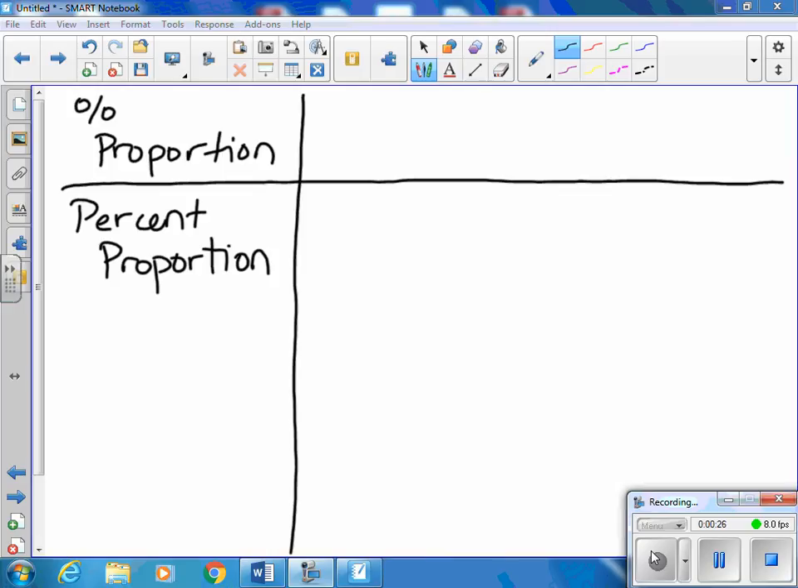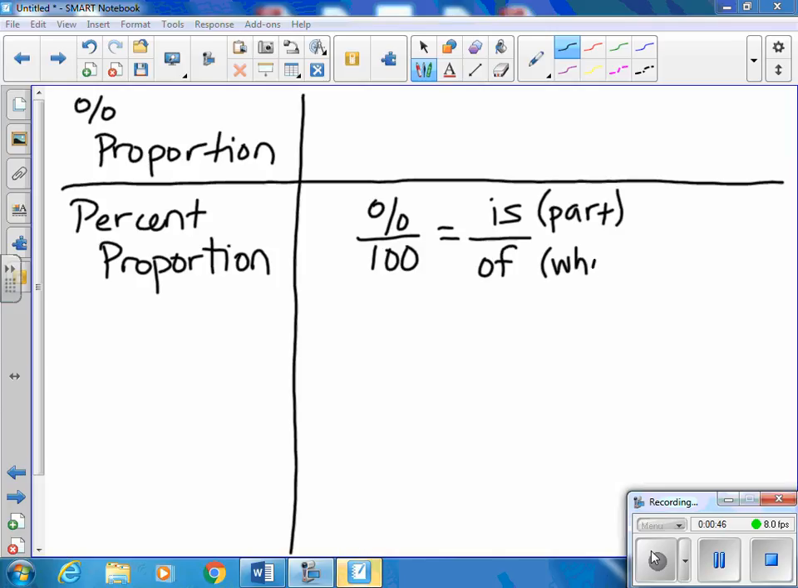So the percent proportion formula, which is one you do have to memorize, it is not given to you on your formula sheet, is percent over 100 equals is over of. You may have seen it is over of equals percent over 100. That really doesn't matter. The is does represent the part from the problem, and the of represents the whole amount or the total from the problem, right? Because sometimes the words is and of aren't in your problems, and you have to think about whether you have a total amount or a part of a total amount.